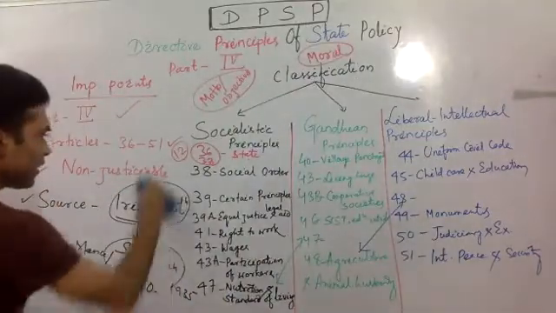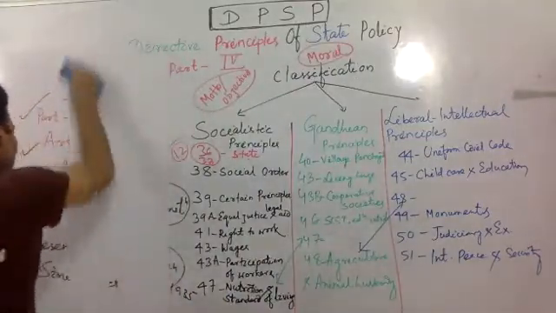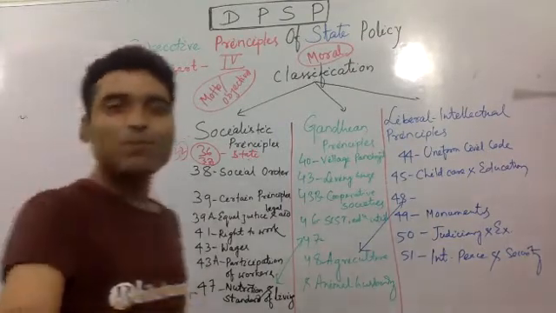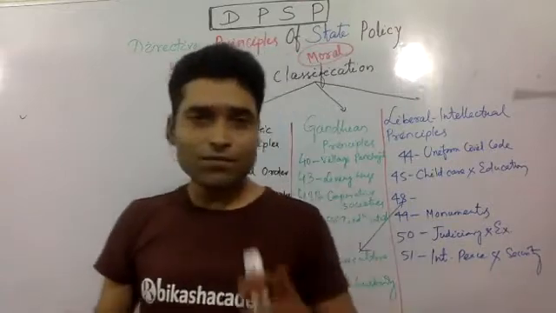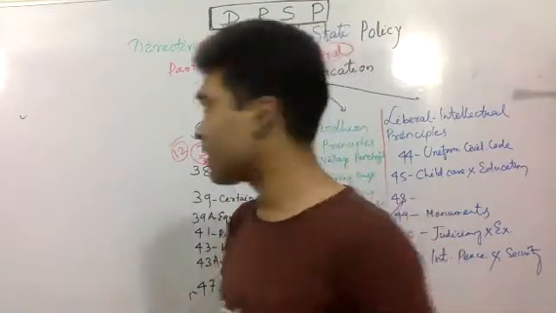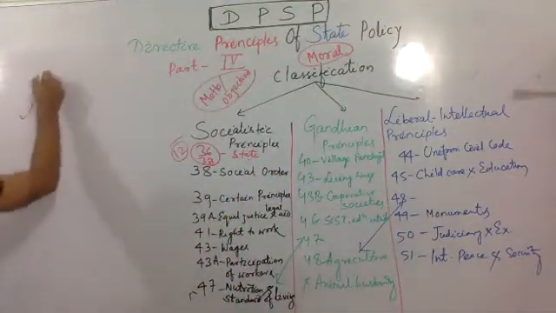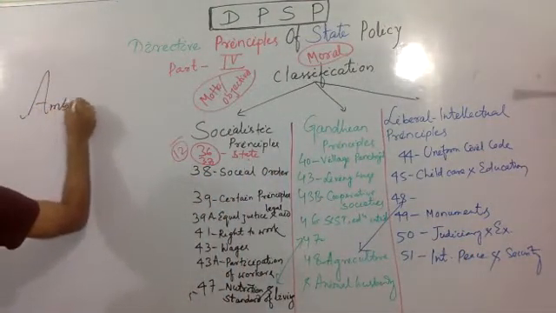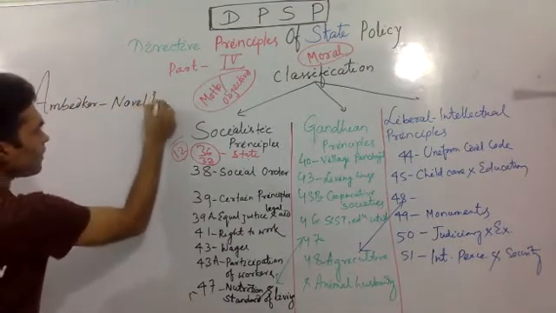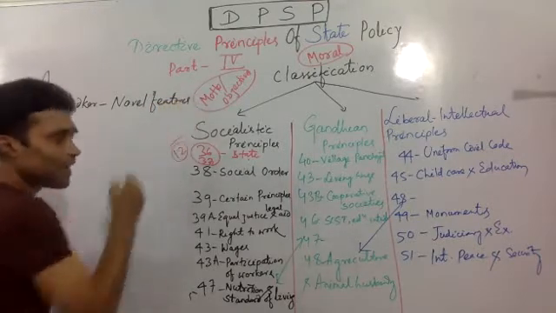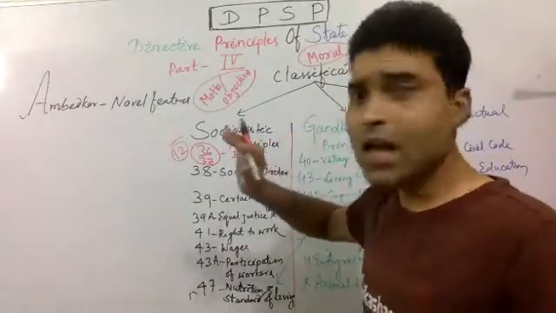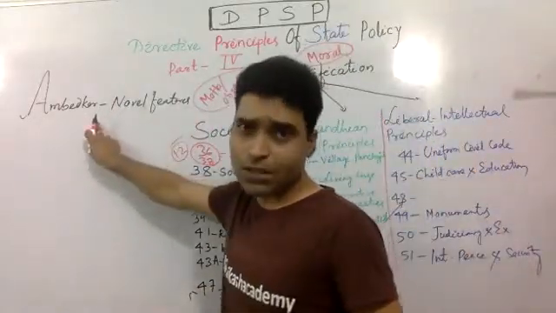Now we'll talk about one important point. Who said what about DPSP? Important personalities we'll discuss. First, Ambedkar said these are the noble features. Let's understand. Noble features means these are the sacred, very beautiful, important features of the Indian Constitution. Who said? Ambedkar said. I hope you got this point.